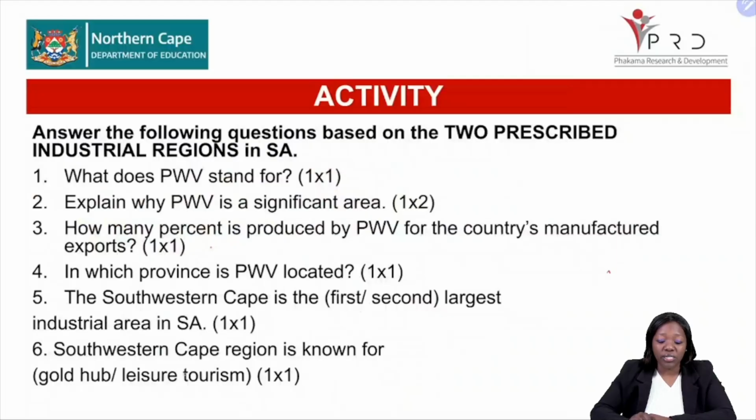Then your Southwestern Cape region is known as, is it a gold hub or is it leisure tourism? So remember, with the other 2 regions, you can get them in one-word answers, but the one for 15 marks will be based on your PWV as well as your Durban Pinetown. So you have 6 questions. I'm going to give you 6 minutes, 1 minute per question, and then after 6 minutes, we will come back with the solutions.